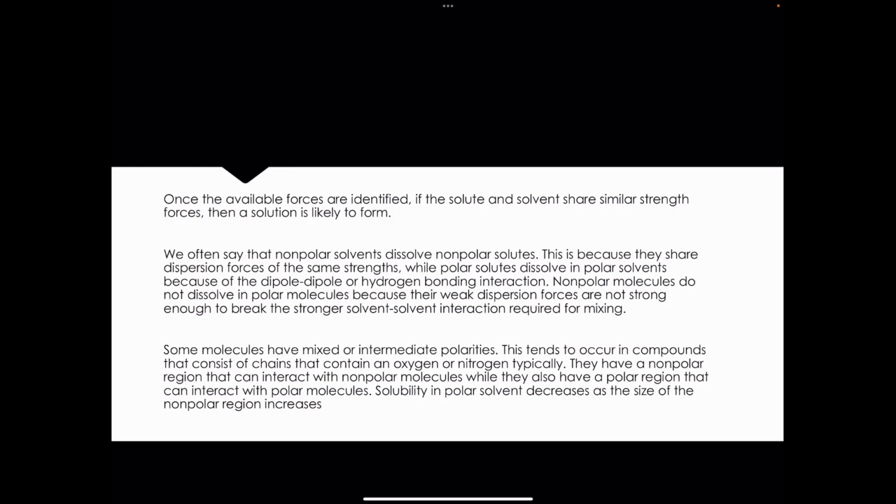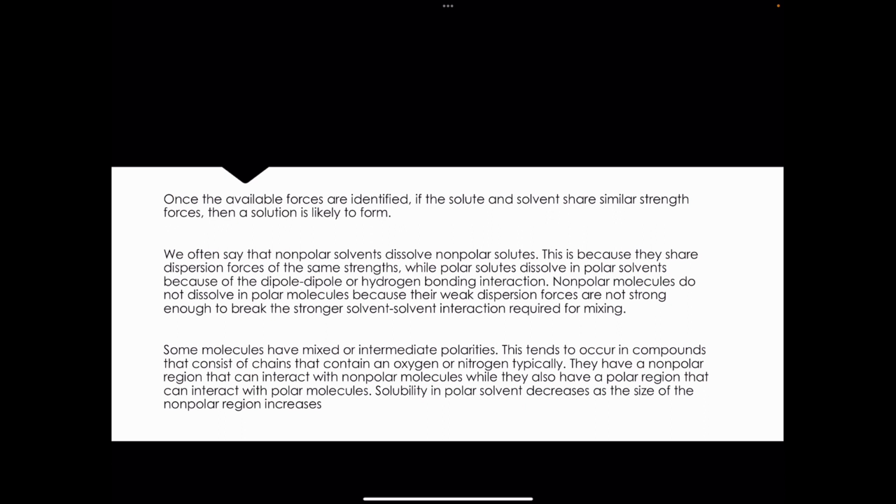Now, once our available forces are identified, if the solute and the solvent share similar strength forces, then a solution is likely to form. We often say that nonpolar solvents dissolve nonpolar solutes. This is because they share dispersion forces of the same strengths, while polar solutes dissolve in polar solvents because of the dipole-dipole or hydrogen bonding interaction. Nonpolar molecules do not dissolve in polar molecules because their weak dispersion forces are not strong enough to break the stronger solvent-solvent interactions required for mixing.